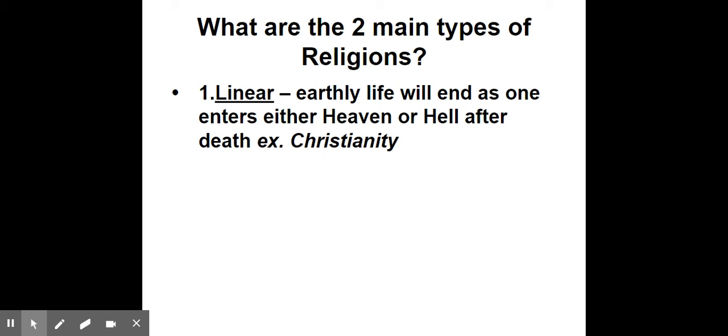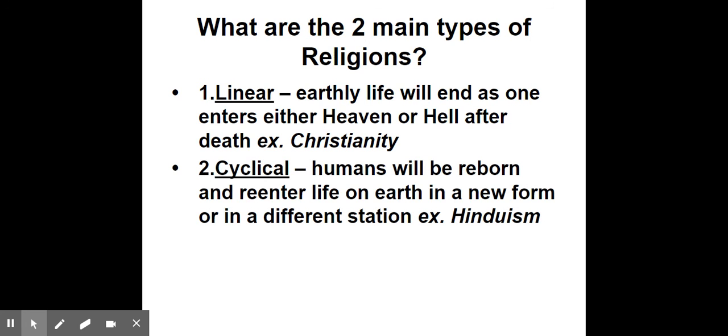The other main type is cyclical. Cyclical religions say that humans will be reborn and re-enter life on earth in a new form or in a different station. Reincarnation, basically. Hinduism is an example of this. Buddhism is an example of this. Now, what's interesting is that at some point in time, you want to break the cycle. But this cycle exists until such a point in time as that is reached. Okay? So these are the two main types of religion.